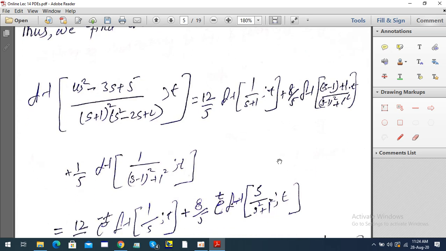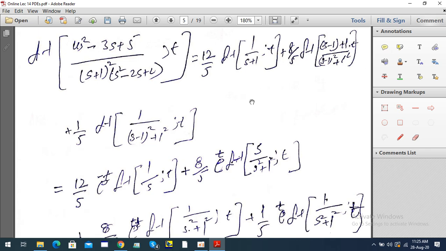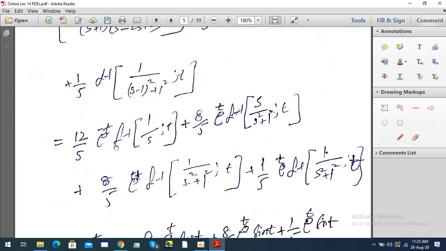Similarly, you can see here the Laplace inverse, because there is no s in the numerator, so no need to add and subtract plus 1 or minus 1. Okay, now further I have to simplify this: 12 by 5 e power minus t and plus 8 by 5.